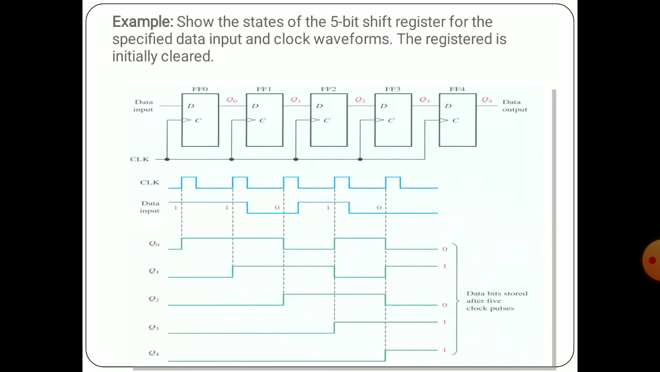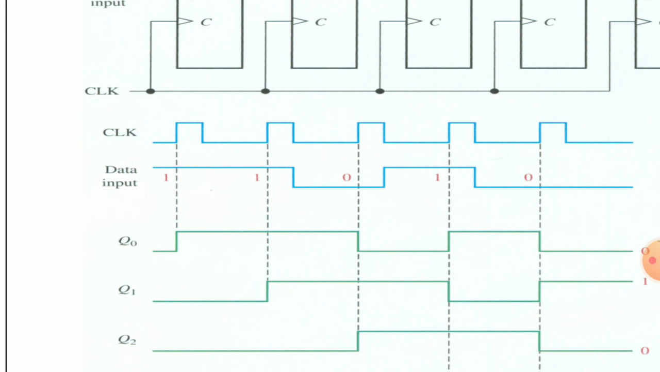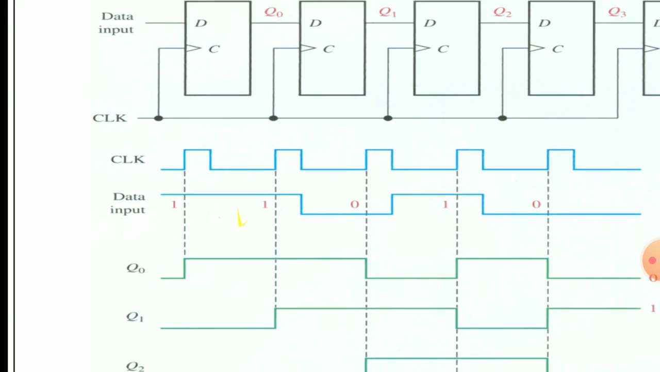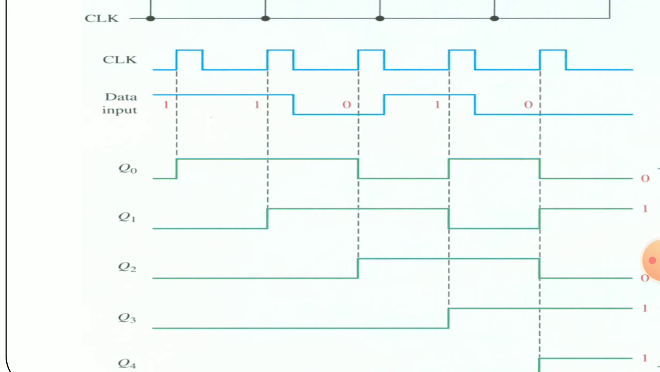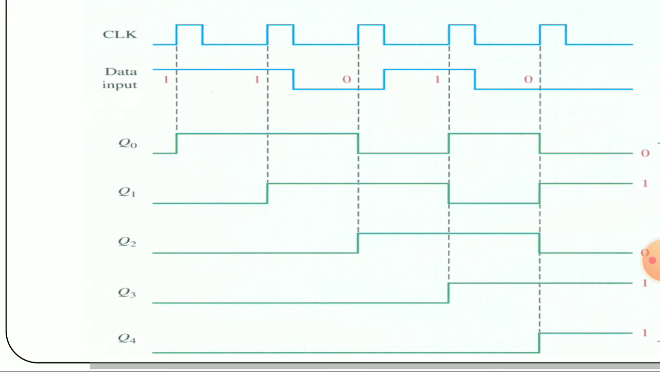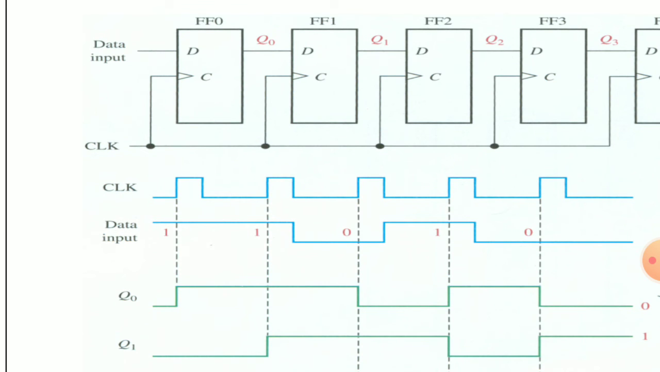Now you just see the first clock pulse. See, this is the first clock pulse. At this instant, Q0, Q1, Q2, Q3, and Q4 are all 0 only. Here the data input is 1. So during the first clock pulse, I am dealing here with the rising edge of the clock. So this is the rising edge of the clock, and this side is what?